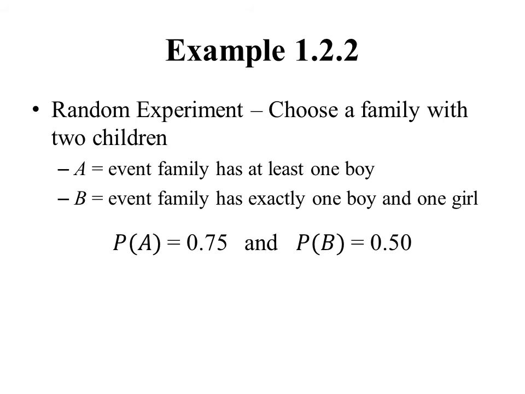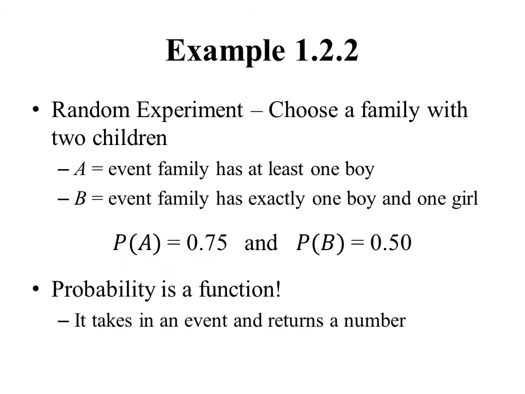What I want you to realize is that this idea of probability took in this event A and returned a number. Likewise, it took in a different event B and returned a different number. So in this idea of probability, we have inputs and we have outputs. In other words, probability is a function. It takes in an event and returns a number.